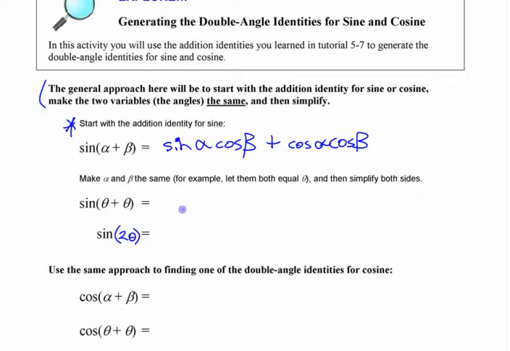What do you think? What do you get here? You can write sine theta cos theta plus, oops, what did I do up here? Is this your problem, that you're confused why I wrote cosine twice up there? What should this be? That should be sine here.